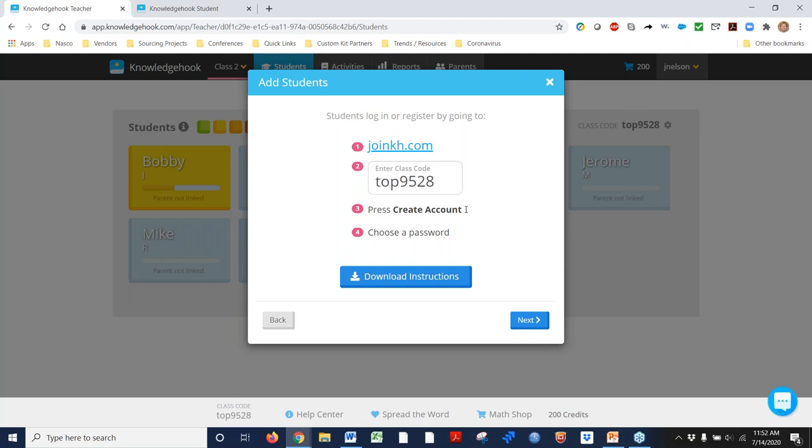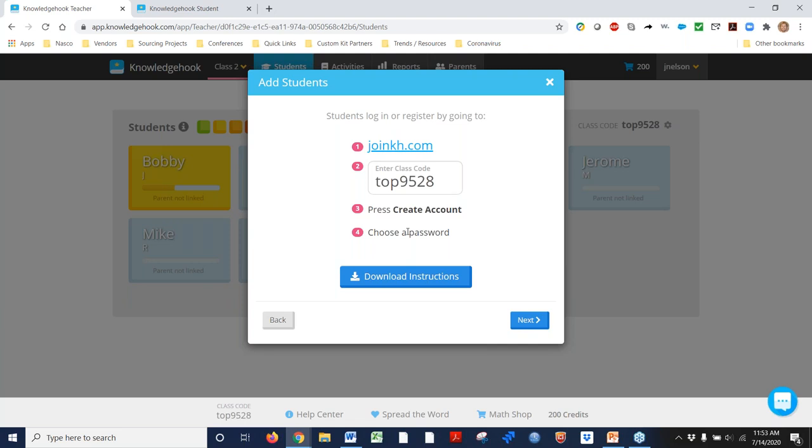When you create an account, you choose a password, something very easy and convenient, like 123 ABC. This isn't something you're going to be tested on or anything like that. This is just to quickly get you engaged with something so I can show you how students would be able to use this content. So again, joinkh.com, use this code top9528, create your account, choose your password, and then we'll get this going here.